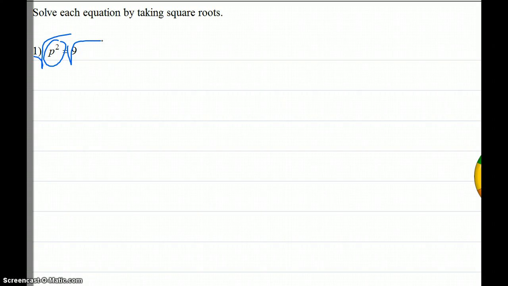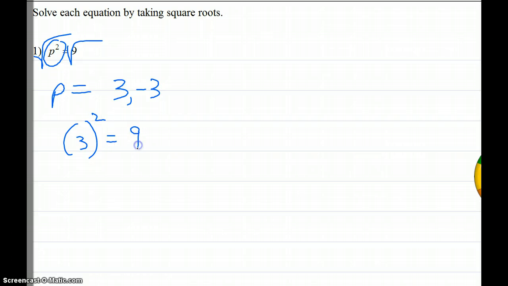And so when we take the square root of p squared, we're going to get just p. When we take the square root of 9, you'll probably remember that we have a 3. What some students forget is that we also have a negative 3. Now, why does that work? Let's check. If we have 3 squared, we get 9. If we have a negative 3 squared, a negative times a negative is also a positive 9.